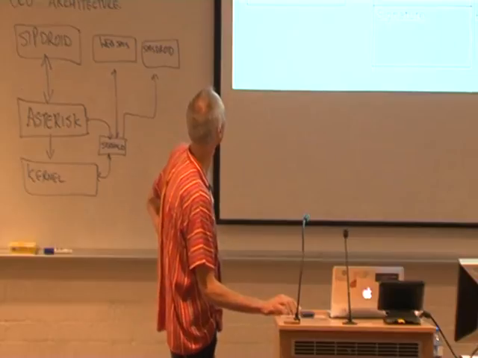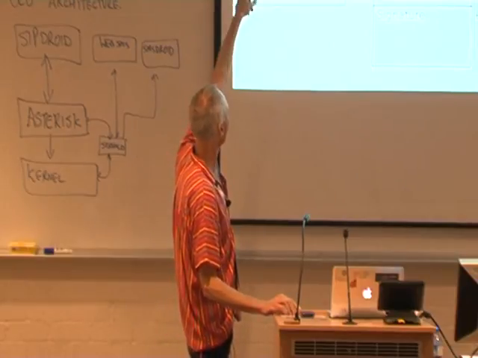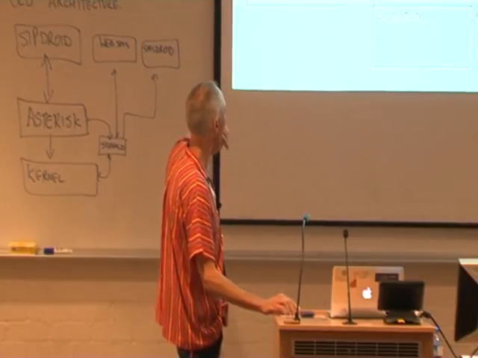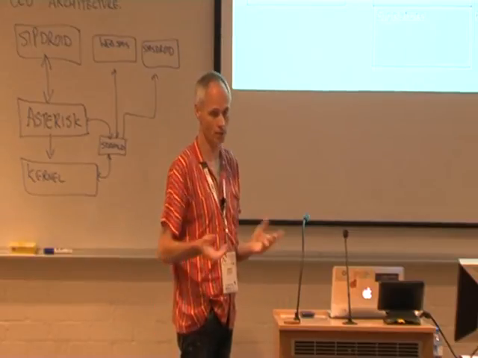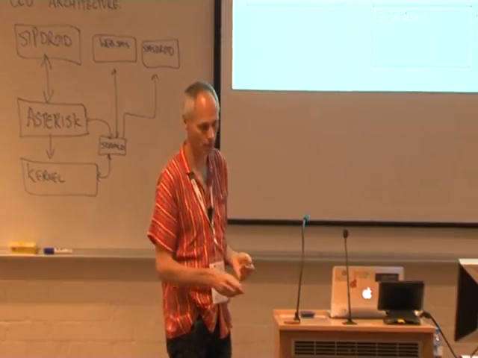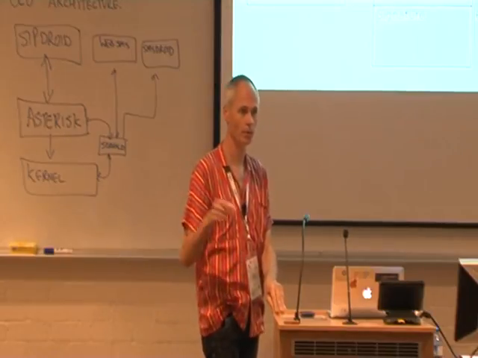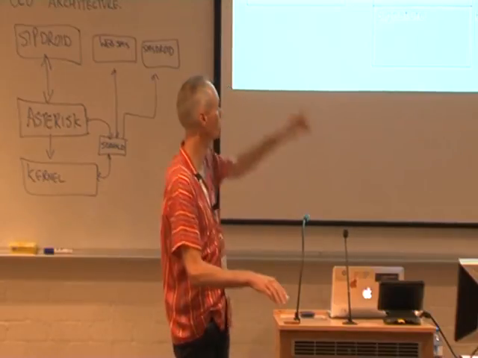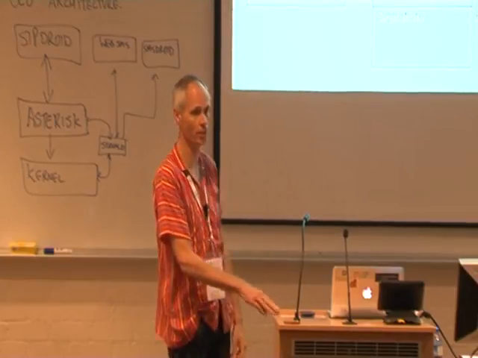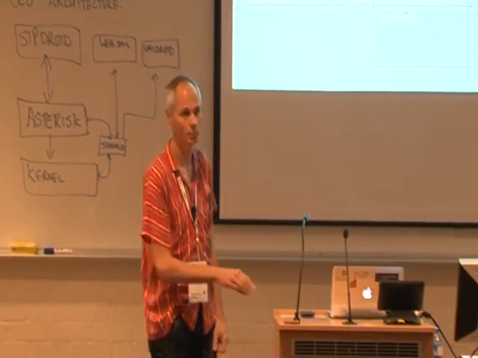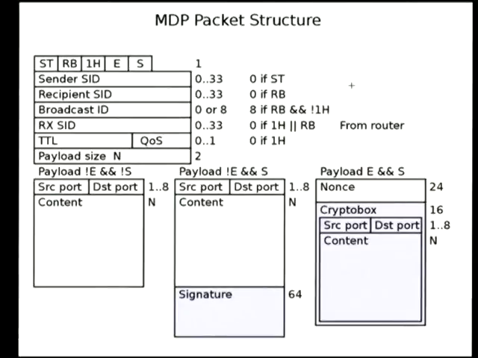Then we have a time to live field, which is basically 5 bits. That's the classic network way of avoiding infinite loops, where a packet goes round and round and round. Every time a packet gets passed on, the time to live field is decremented by 1. When it's 0, it never gets sent any further. That's the standard way.